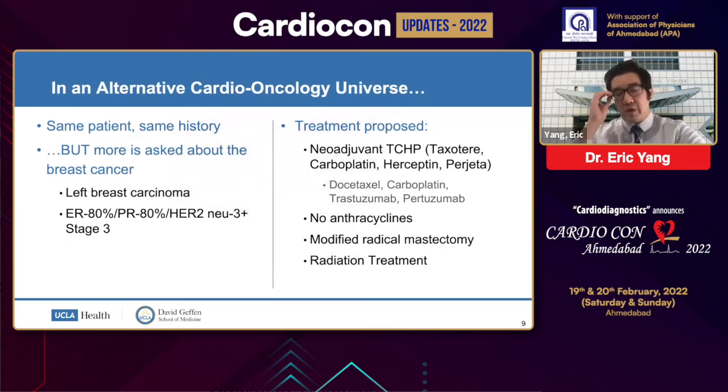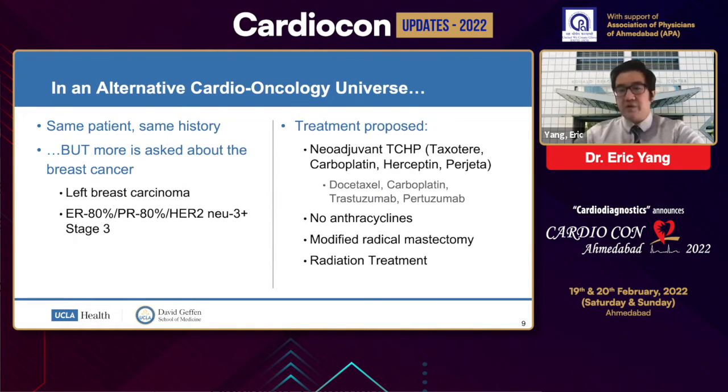So what I went over is something a cardiologist would ask. But then the question is, what would you do if you actually knew more information or the nuances about the breast cancer? And let's say you were able to get that information and you found out that this poor woman was diagnosed recently with left breast carcinoma, and genetic testing revealed ER positive or PR positive, as well as HER2 positive stage 3 breast cancer. So we can call it a triple positive.